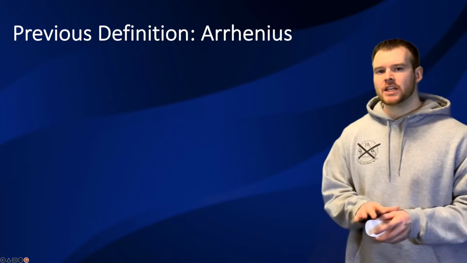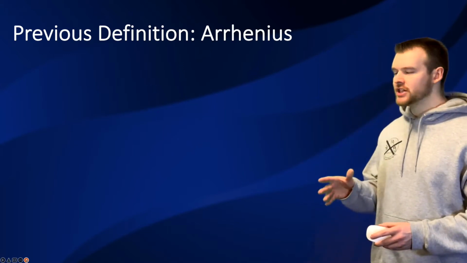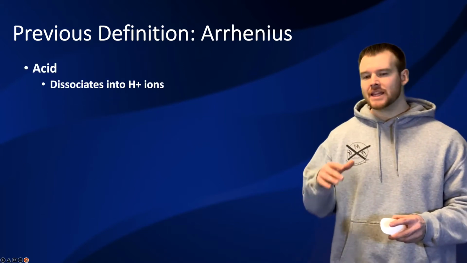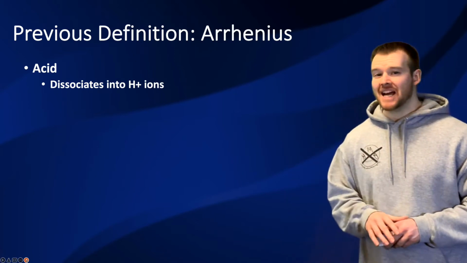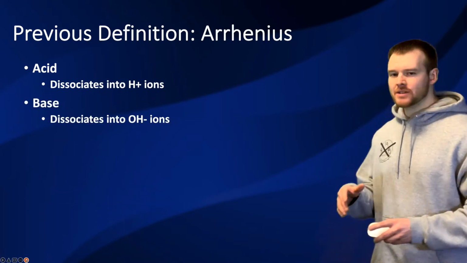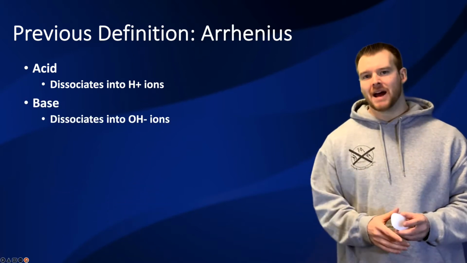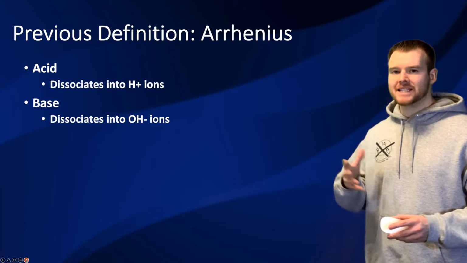So to begin this lesson, you probably looked at the Arrhenius definition from previous science courses. And this was that an acid was a chemical that would create H+ ions in solution, and a base was a chemical that made OH- ions in solution. That was our acid and base.